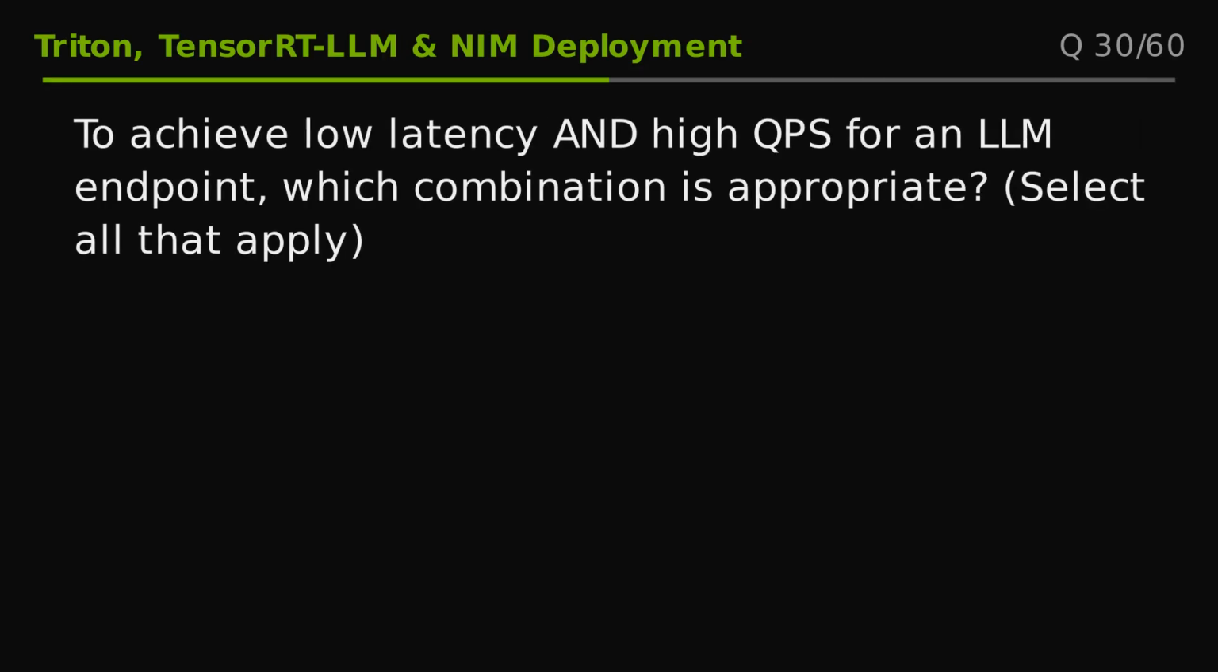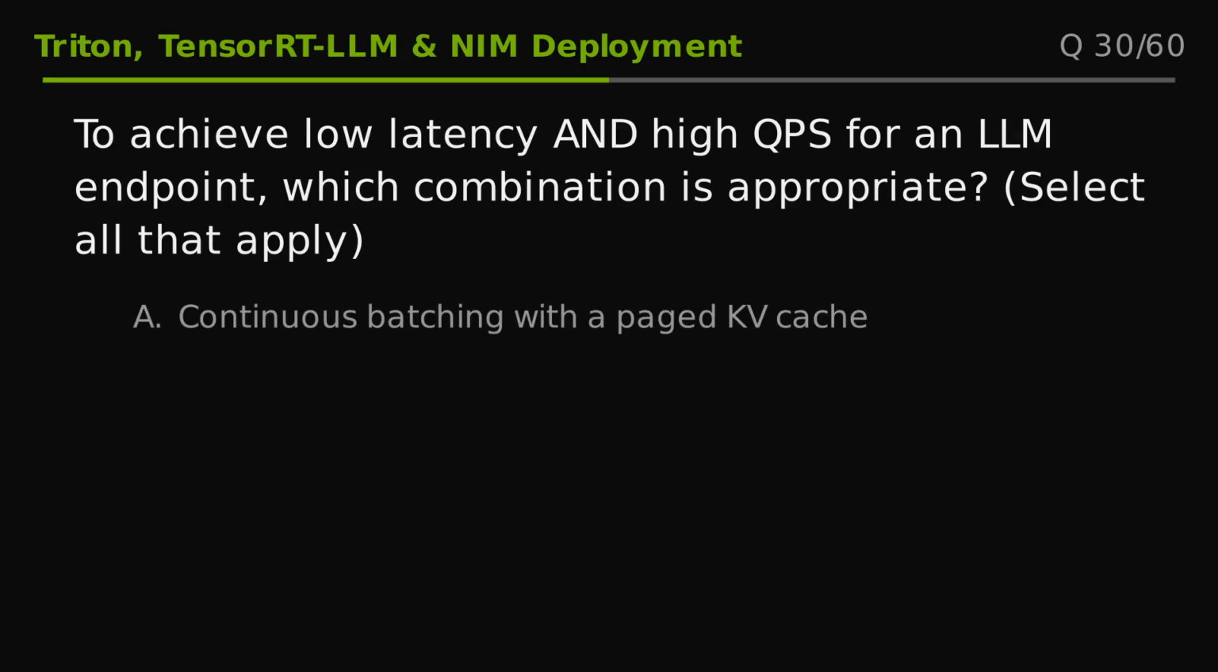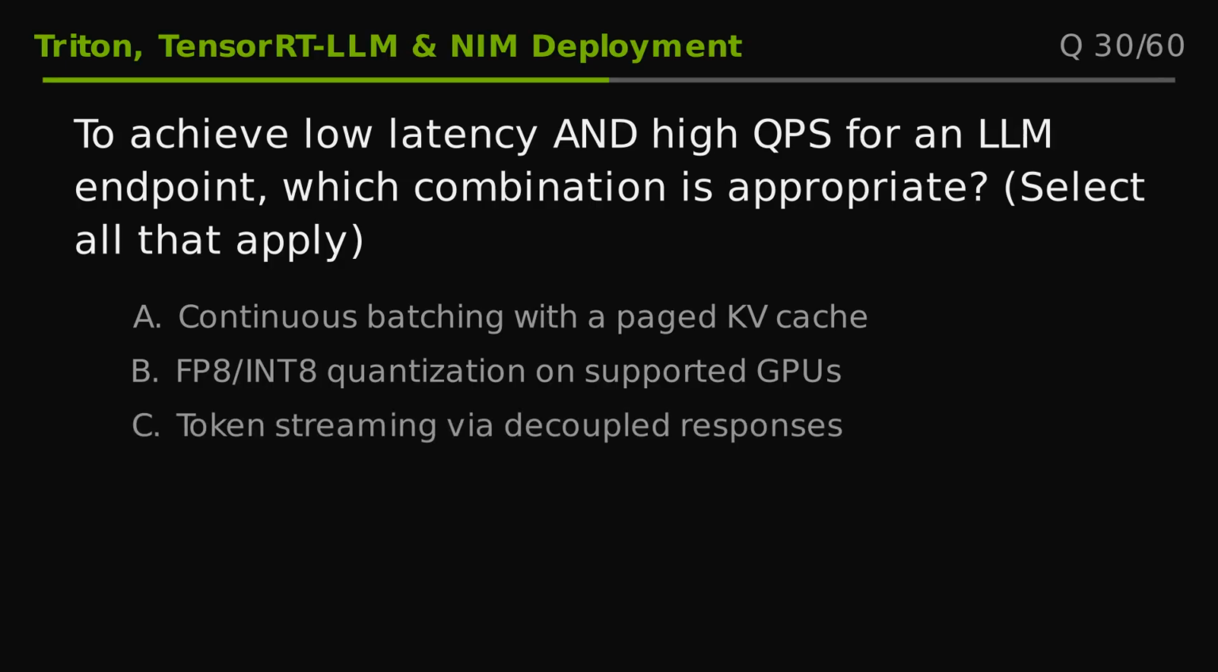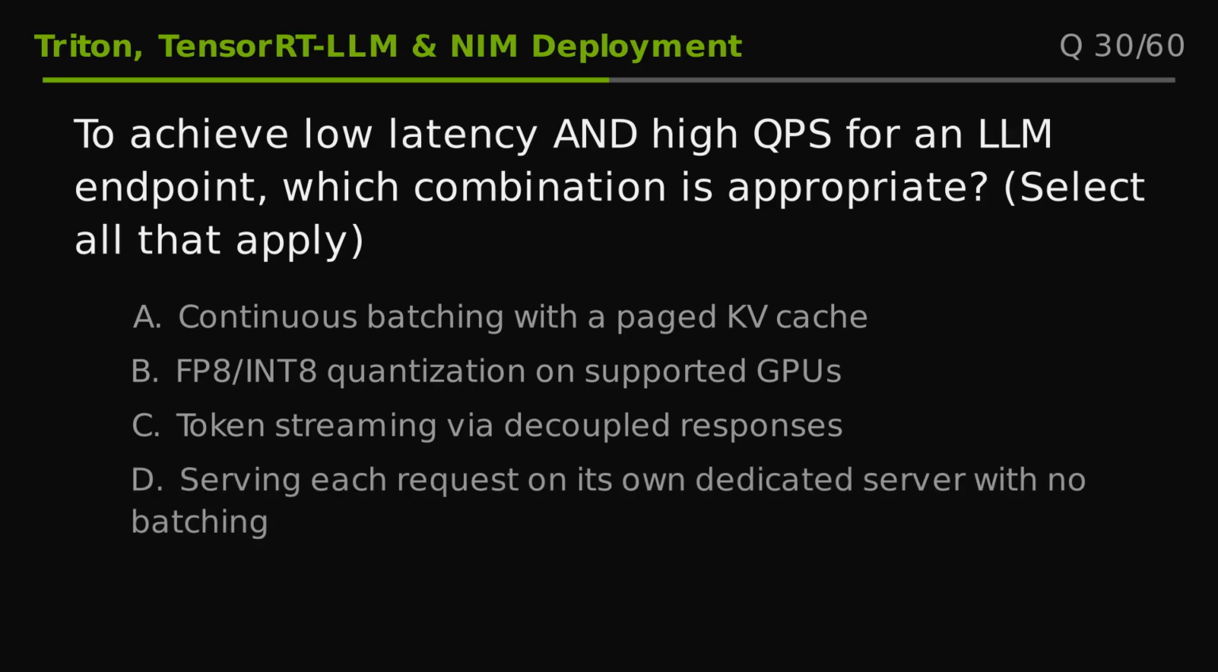Question 30. To achieve a low latency, high throughput endpoint, which combination is appropriate? Select all that apply. Option A. Continuous batching with a paged KV cache. Option B. FP8 or INT8 quantization on supported GPUs. Option C. Token streaming via decoupled responses. Option D. Running each request on its own dedicated server with no batching.